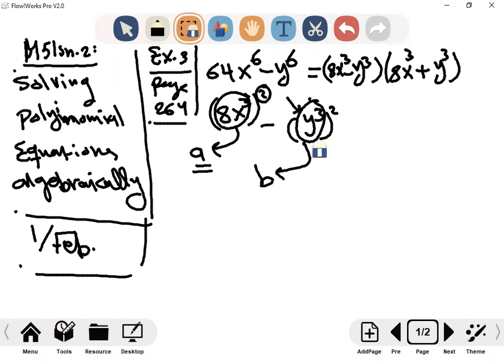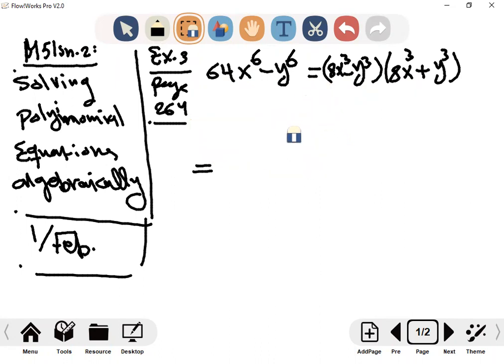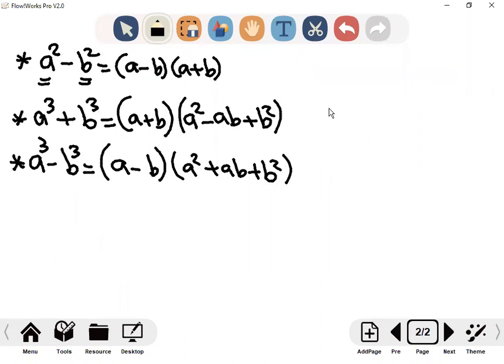I'm done with the first step. Now, do I finish the factoring? No. After you factorize the first step, take a look at your parentheses. Can you factorize more or no? Now look at the first one. 8x power 3 minus y power 3. Look at the first one and go to your formulas. Do I have formulas similar to this? Yes. صح? Do you understand?